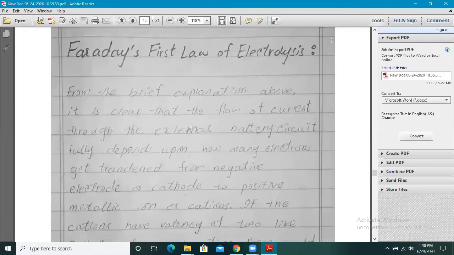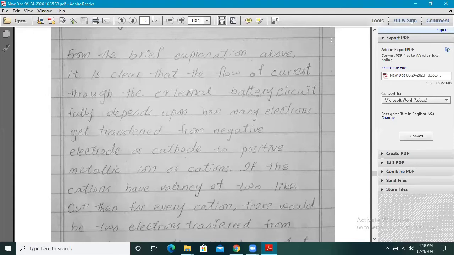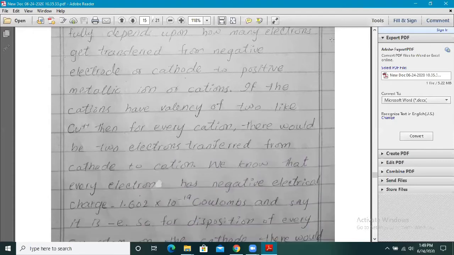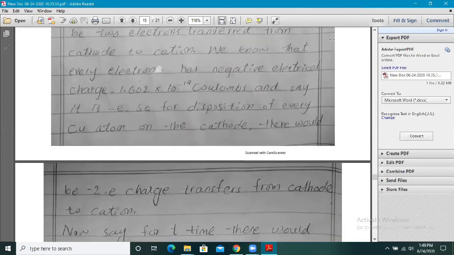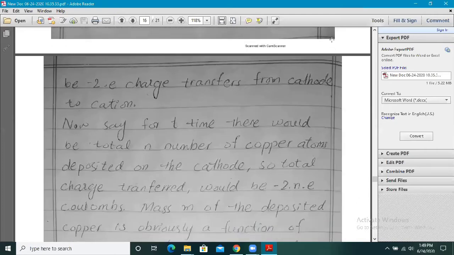Faraday's first law, a brief explanation: the flow of current through the external battery circuit depends fully upon how many electrons get transferred from the negative electrode, the cathode, to the positive metallic ions, the cations. If the cations have a valency of 2, like Cu2+, meaning 2 positive charges, and each electron has a negative electric charge of 1.602 x 10^-19 coulombs, then charge of minus 1 and minus 2 is transferred from cathode to anode.